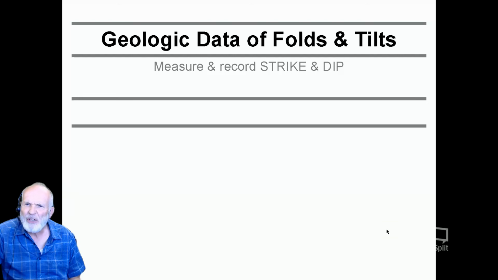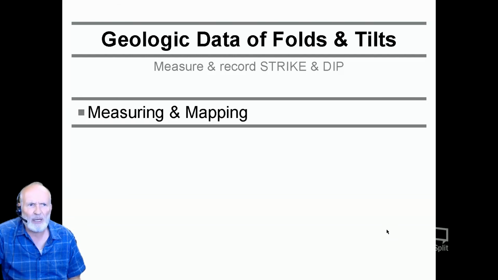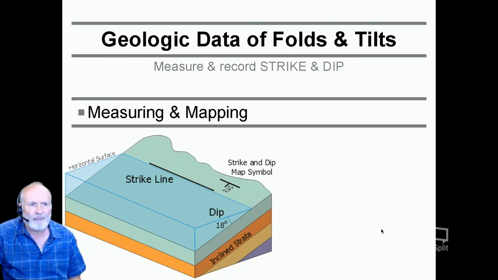Now, how do you measure and record strike and dip? Let's try to do this, by measuring and mapping. Well, I have my lake again. I have my inclined strata. I have my dip 18 degrees. If I measure this and the dip, how do I write it on a flat piece of paper?